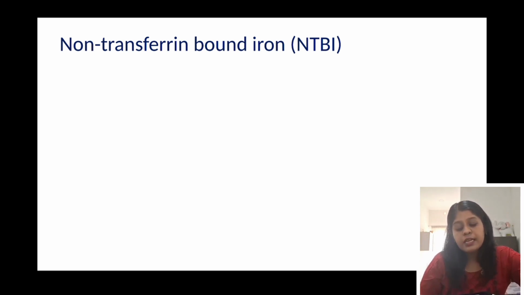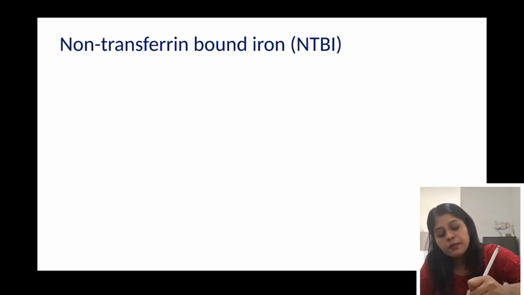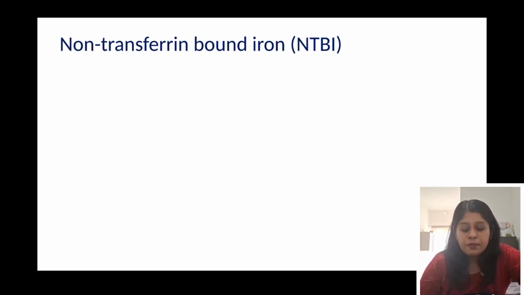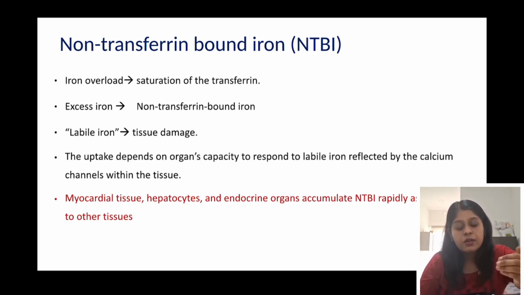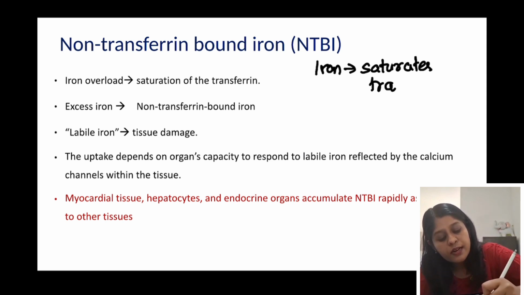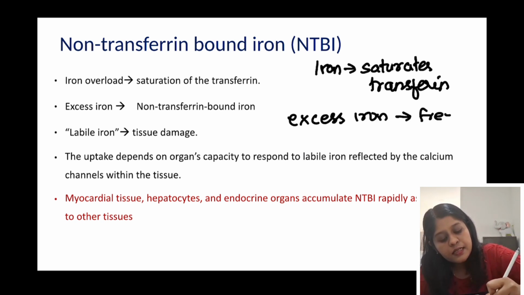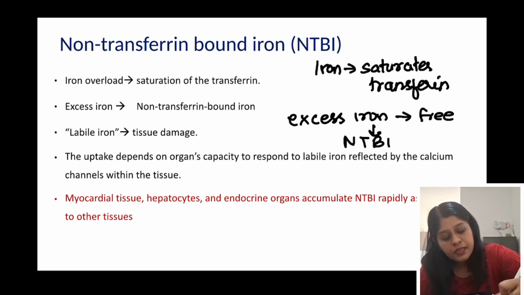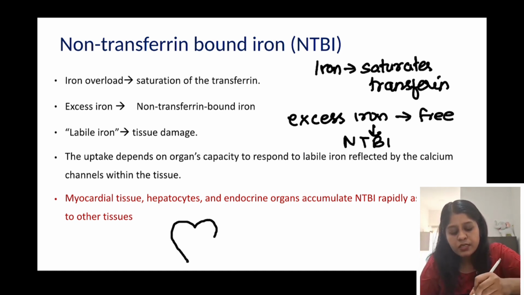And now there comes a concept of non-transferrin bound iron. What is non-transferrin bound iron? Iron overload causes saturation of transferrin. Transferrin is a carrier which binds to iron. Whereas when the iron is more, there will be free iron. This free iron is called labile iron, and this labile iron will cause tissue damage.